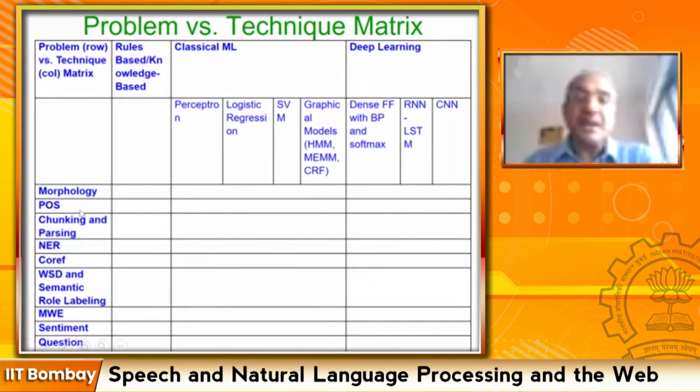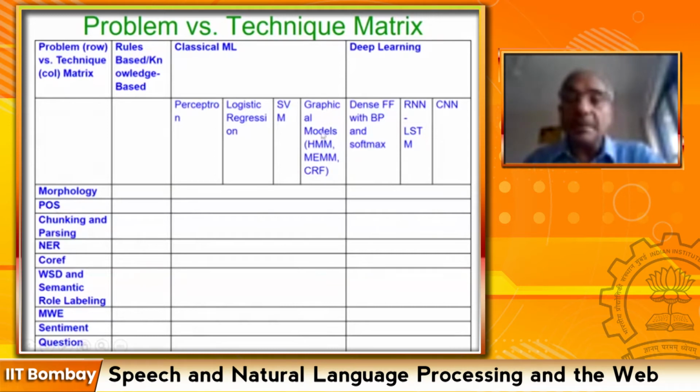So right now we are spending time on the POS row and graphical model column. So we are operating with part-of-speech tagging as the task, and one of the graphical models, the very well-known hidden Markov model, applied to part-of-speech tagging.